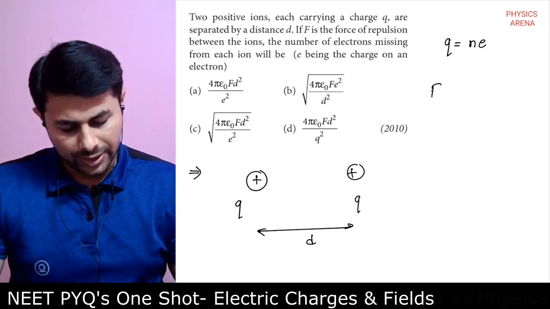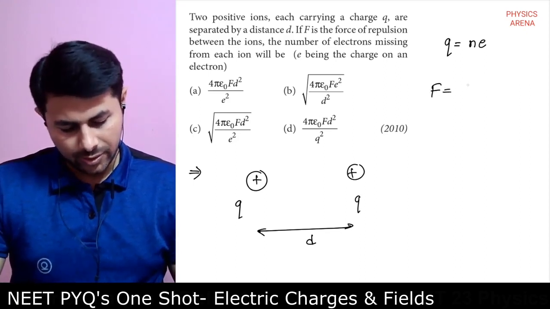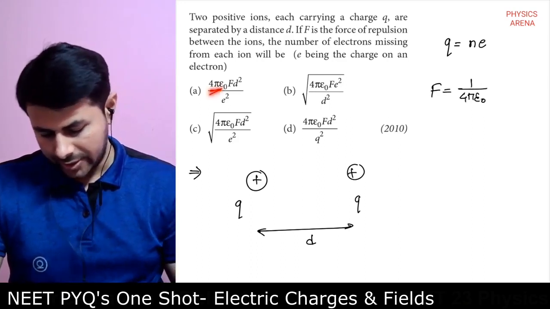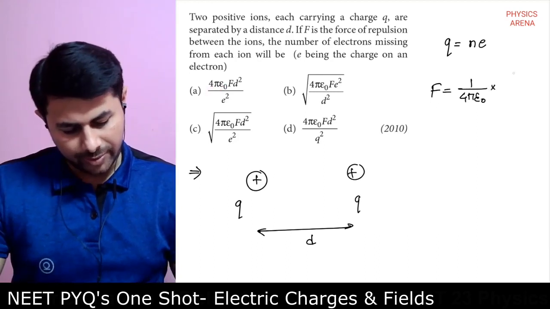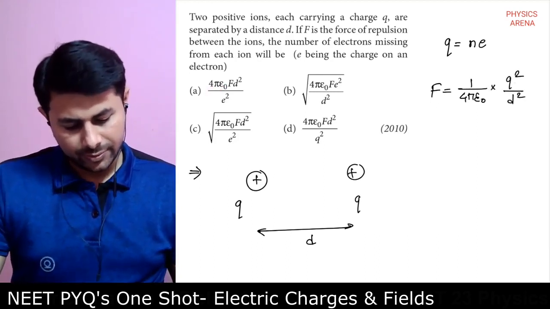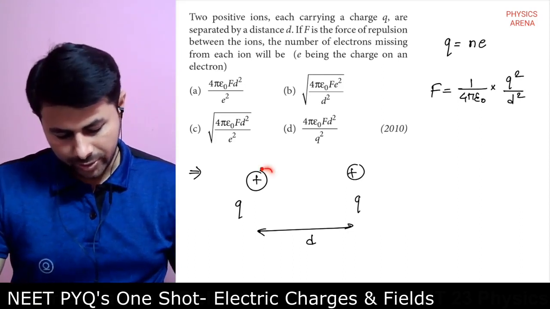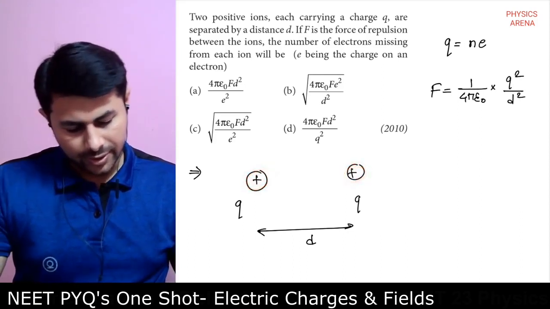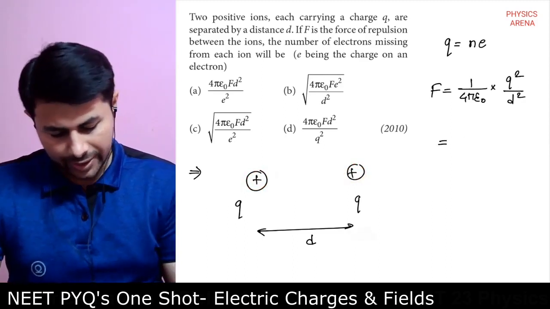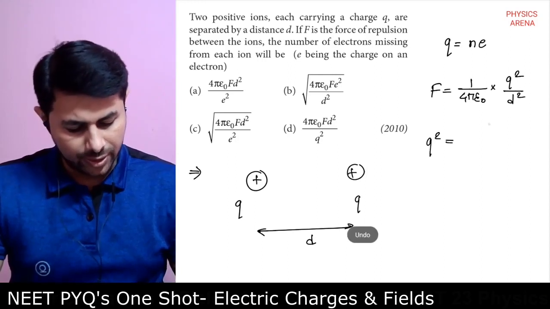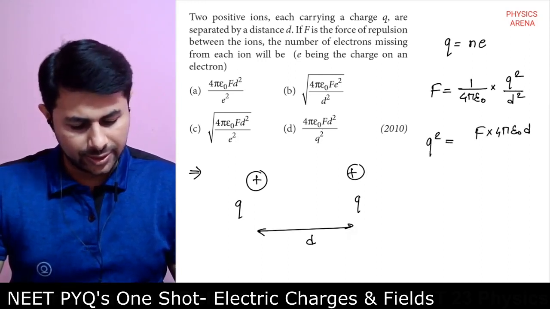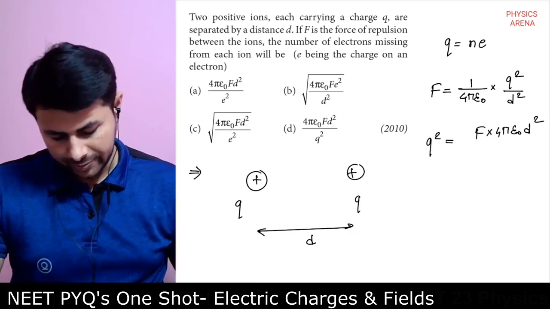So force can be written as 1 upon 4 pi epsilon naught, because there is 4 pi and epsilon naught in all options, multiplied by q square upon d square, because both of them have same charge. So we can write q square equal to F multiplied by 4 pi epsilon naught into d square, right?